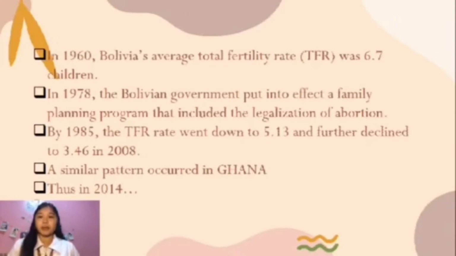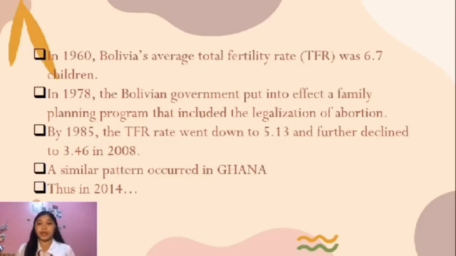In 1960, Bolivia's average total fertility rate, or TFR, was 6.7 children. In 1978, the Bolivian government put into effect a family planning program that included the legalization of abortion. By 1985, the TFR went down to 5.13 and further declined to 3.46 in 2008. A similar pattern occurred in Ghana after the government expanded reproductive health laws out of the same concern as that of the Bolivian government. As a result, fertility declined steeply and continued to decline after 1994.